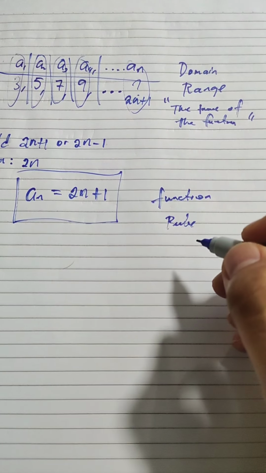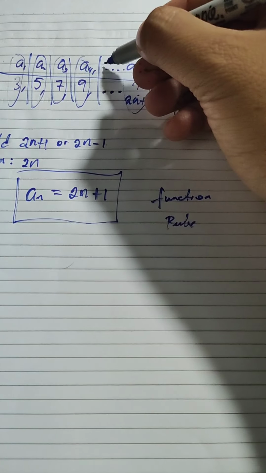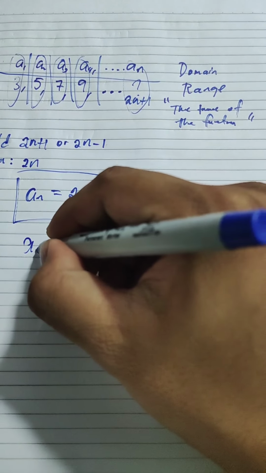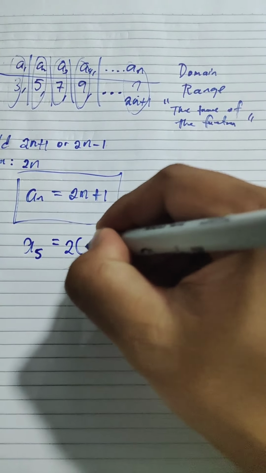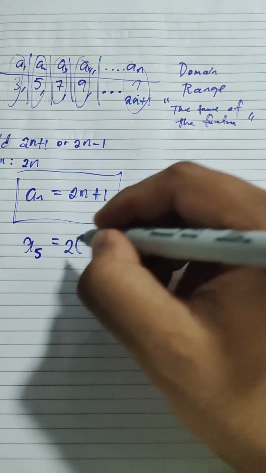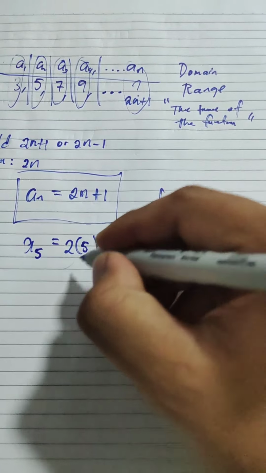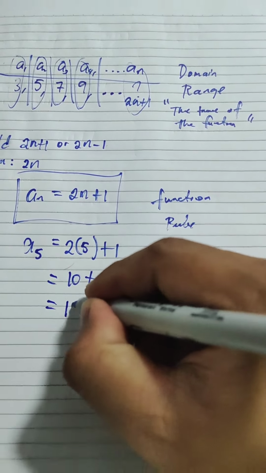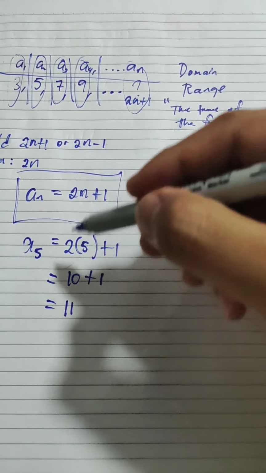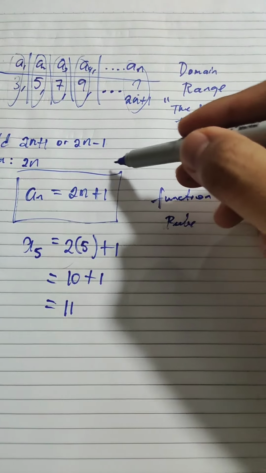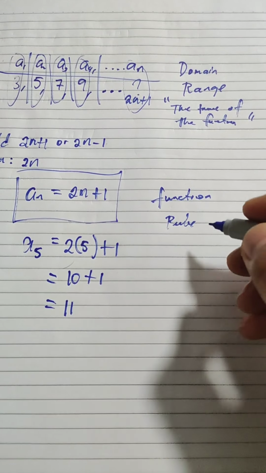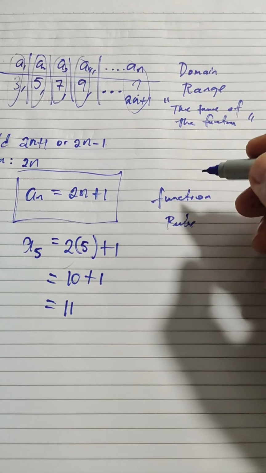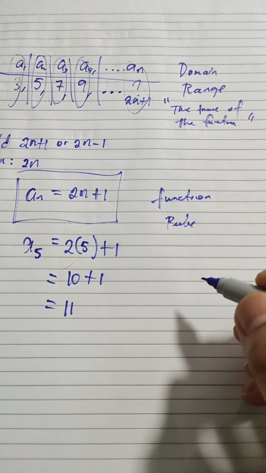Suppose we are interested to know the 5th term of this sequence. A sub n, that'll be a sub 5, is equal to 2 times 5, plugging in the value of 5, plus 1. So 2 times 5 is 10, plus 1, and that'll be 11. So using this rule, we can determine the 100th term or the nth term of the sequence.